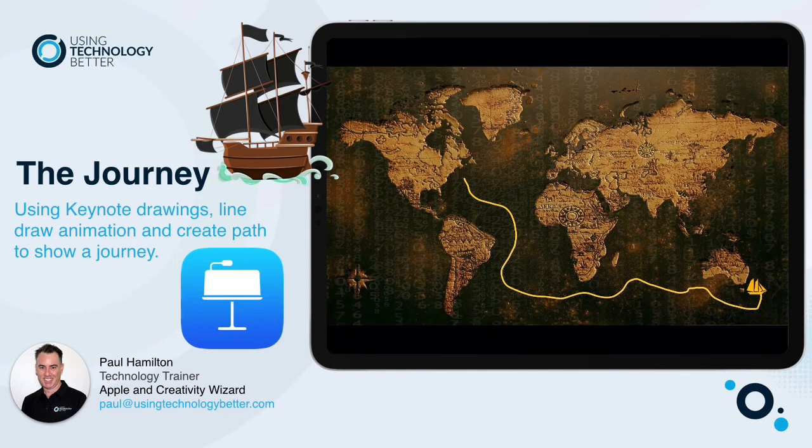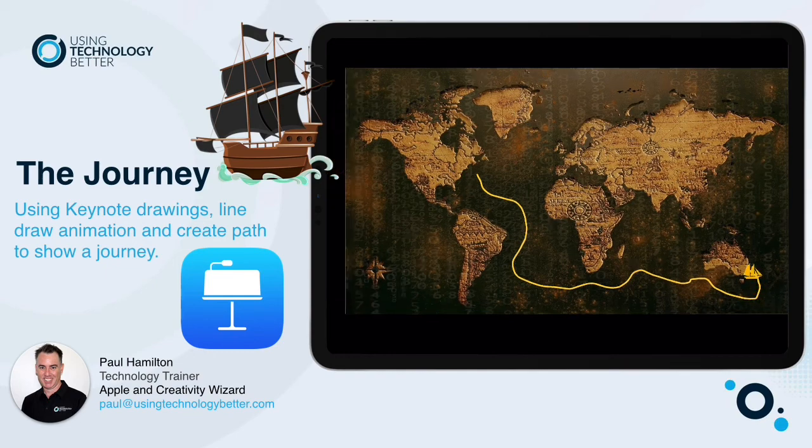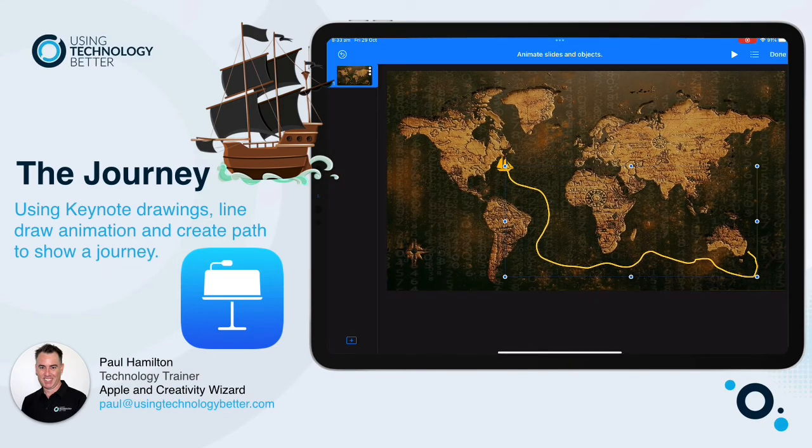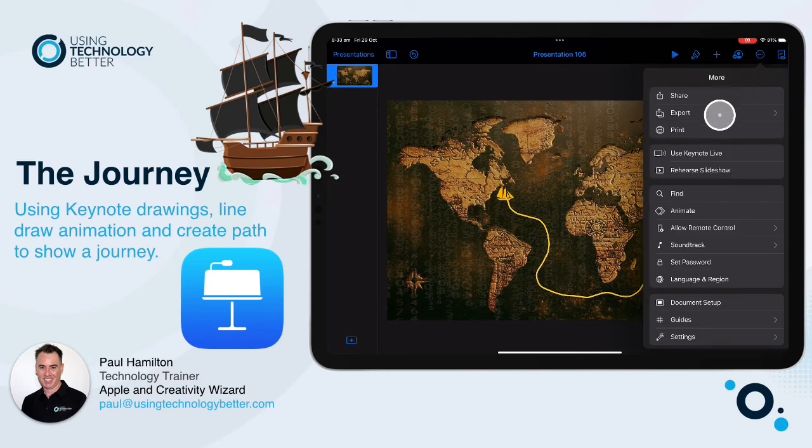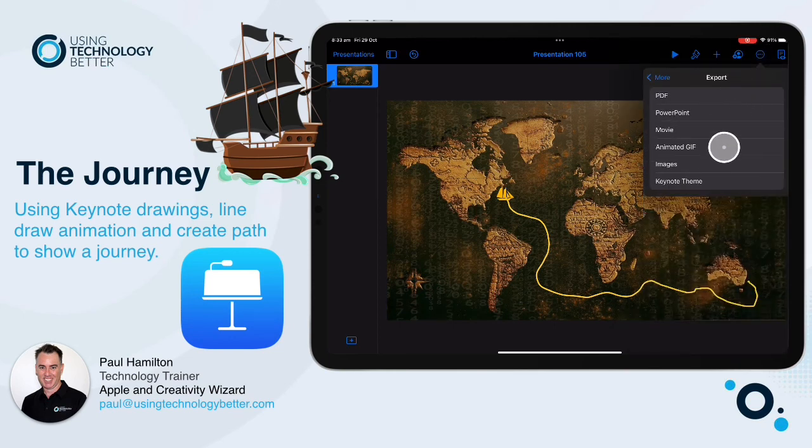Now, this is super important because we want to know where the ship has actually traveled through, what kind of destinations. You could add some audio. You could do a range of different things. Now, when you finish, go up to your three dots and let's have a look at a couple of the options. You can export that slide as a movie file, but also an animated GIF. That might just give you easy access to the animation.